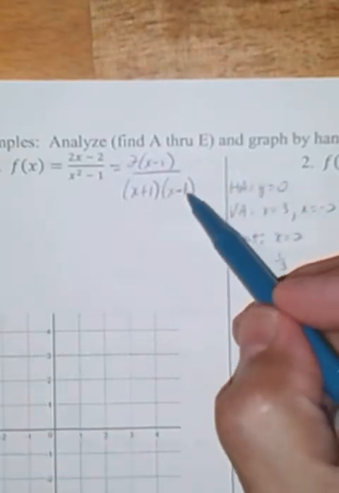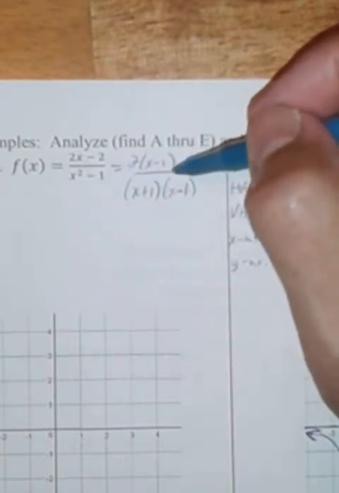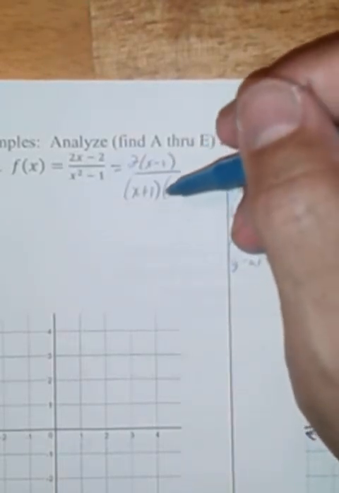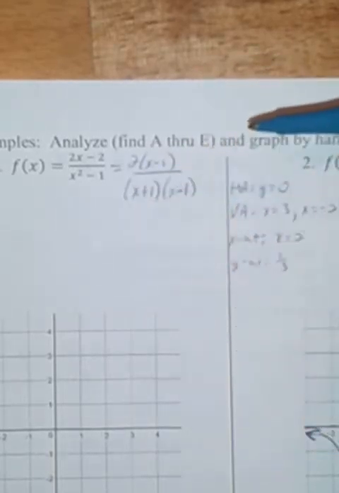What will happen at x equals 1? Well, it's undefined, so something's got to give there. All right. And so you have one vertical asymptote.